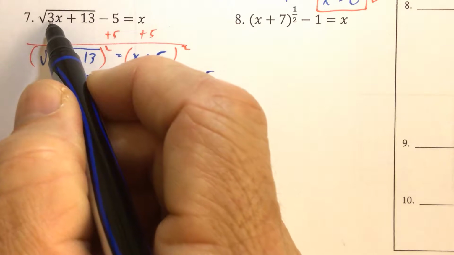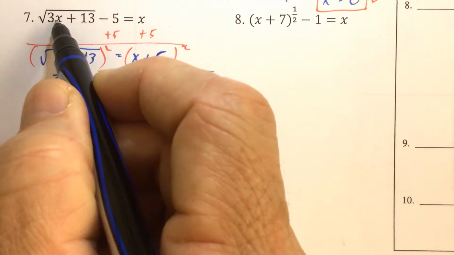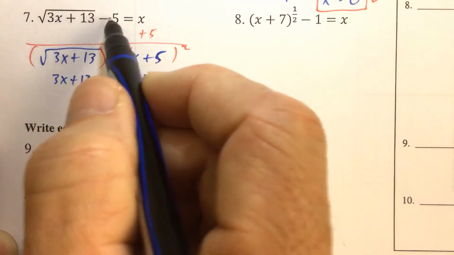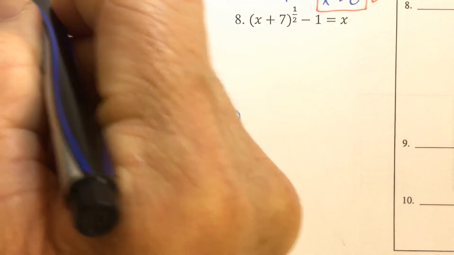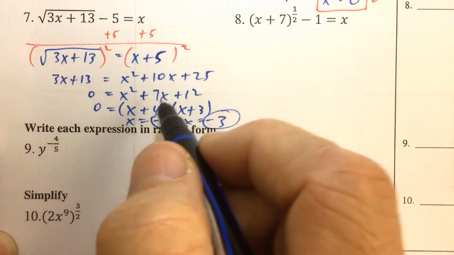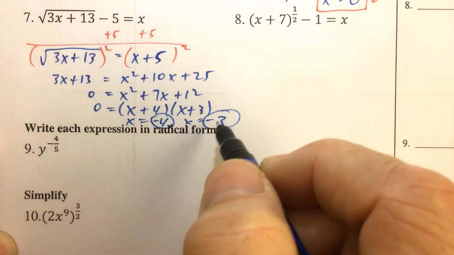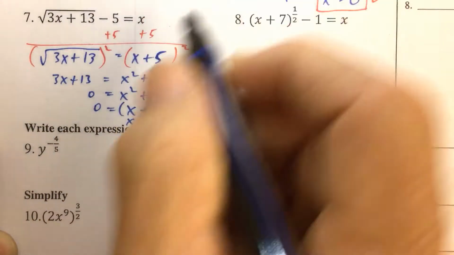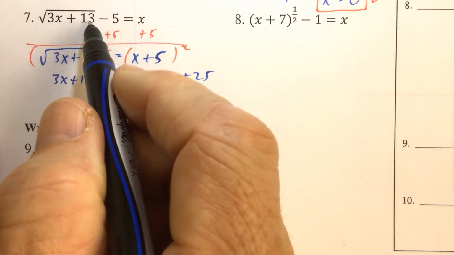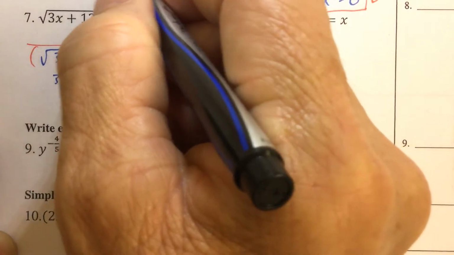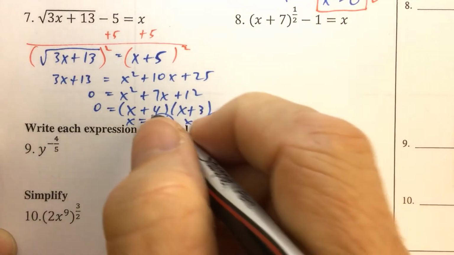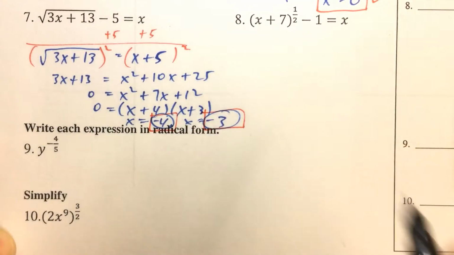If we put a negative 4 in there, we get 3 times negative 4 is negative 12, plus 13 is 1. So square root of 1 is 1. 1 minus 5 equals negative 4. Check. So that one's a good one. And if we check x equals negative 3, we put a negative 3 in there, we get negative 9 plus 13, that's 4. Radical 4 is 2. 2 minus 5 is negative 3. Check. So both of those numbers are the solutions to the equation.